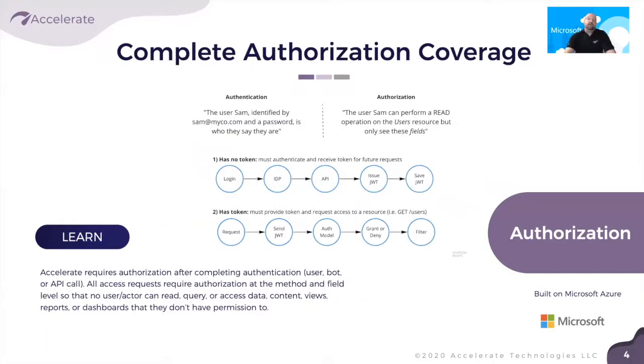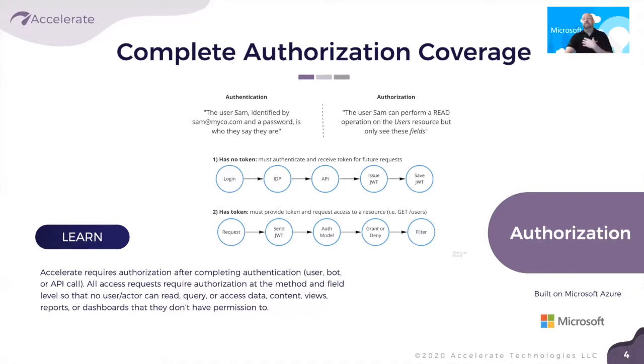With Accelerate, you do get complete authorization coverage. What that means is we have the authentication that we were just talking about. So the user Sam, identified by Sam at myco.com, and a password, or Michael, mcan2 at accelerate.app, and a password. And then they're also going to get a text message or authenticator item to be able to enter on the screen to make sure they are who they say they are. So authentication is the first pathway in. Authorization is what should happen next.